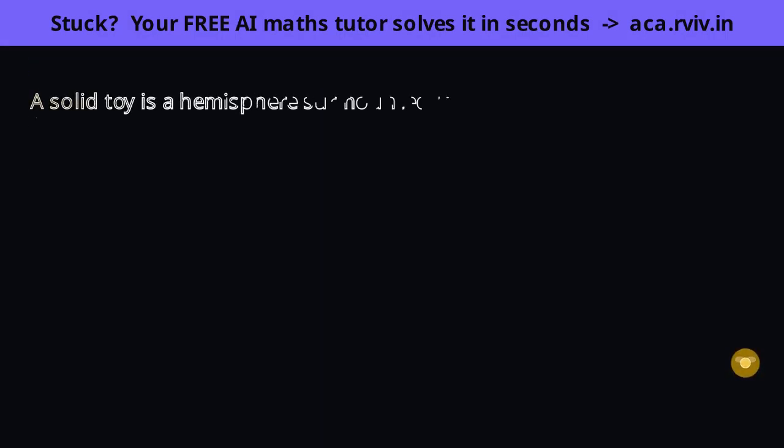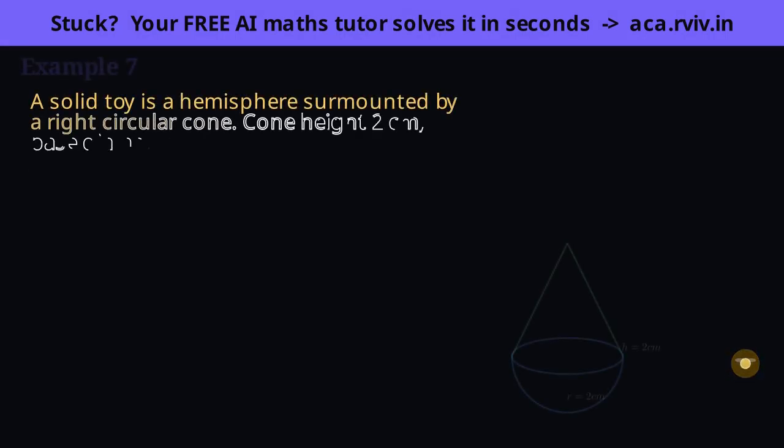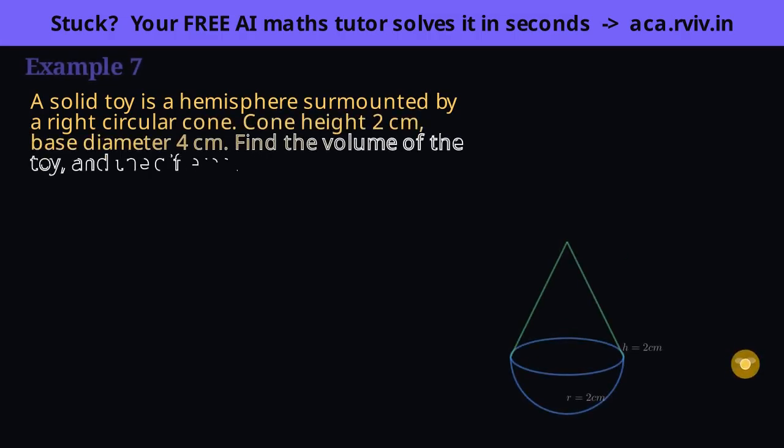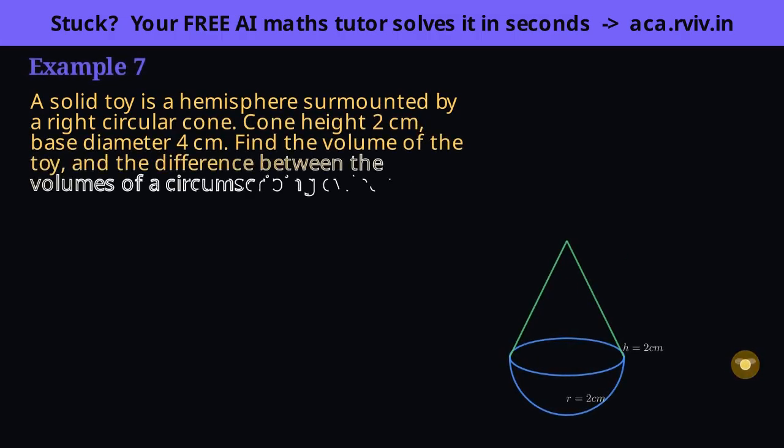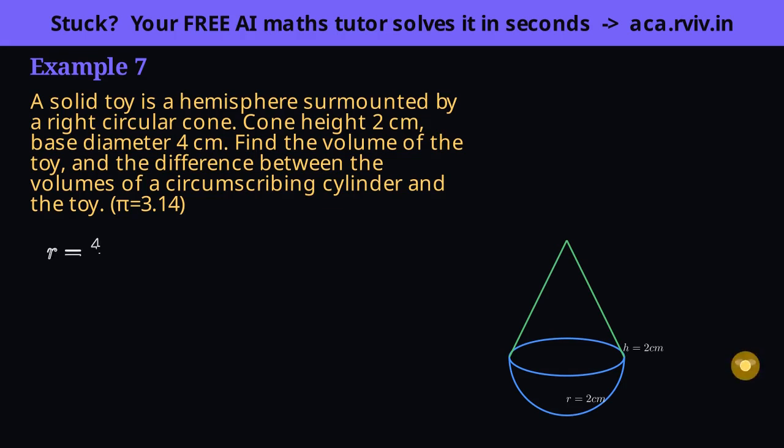Imagine slipping the toy into the tightest cylindrical tin that just fits it. The empty gap left around the toy is the surprise we're chasing. Let's read the toy on screen, a rounded hemisphere at the bottom with a cone sitting on top, like a spinning top. Its volume is simply the two pieces added. Both parts are stacked on the same circle, so they share one radius, half the base diameter of 4, which is 2 centimeters.